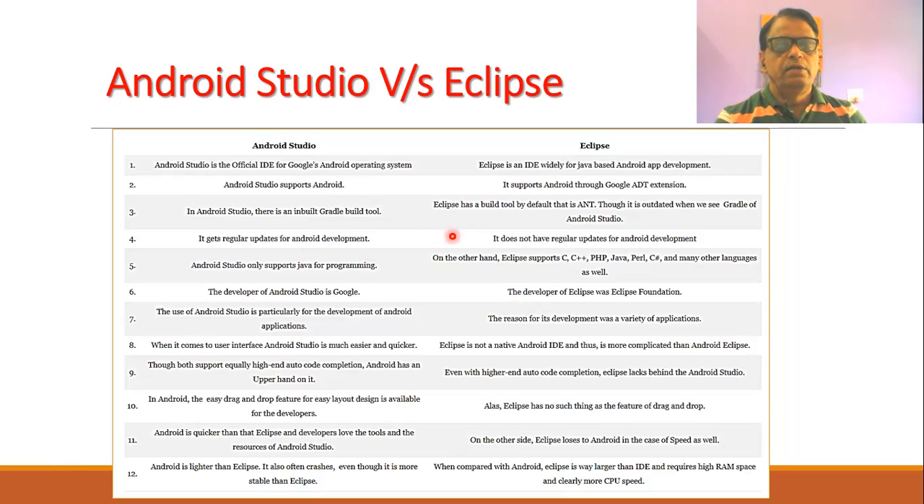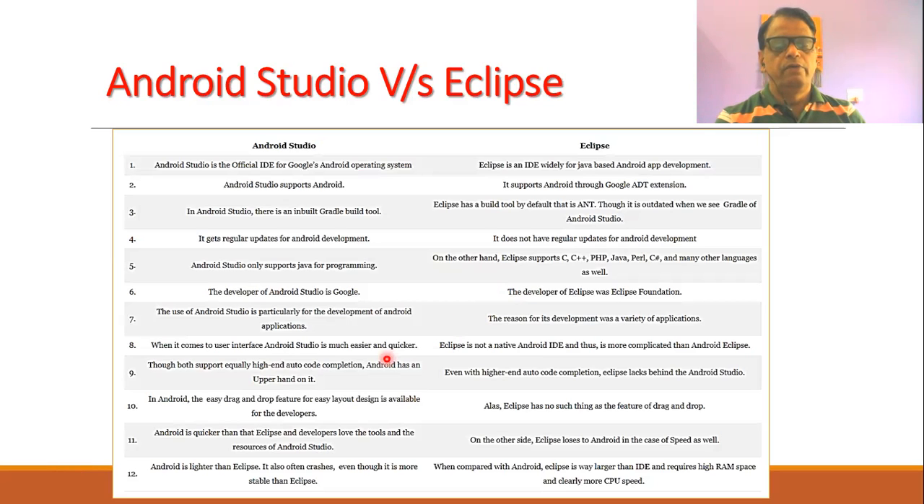Also, you will find that Android Studio supports only Java, while Eclipse is an IDE which supports many other programming languages such as C, C++, PHP, C#, and many others. Android Studio is developed by Google. The Eclipse Foundation has developed Eclipse. Android Studio is used particularly for the development of Android applications only. Eclipse can be used for a variety of applications.